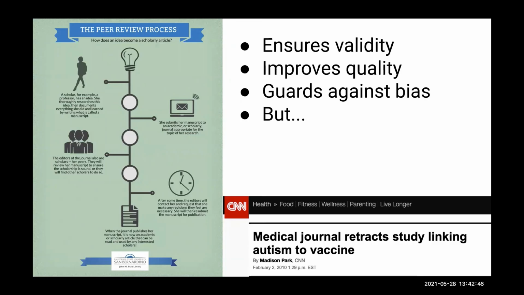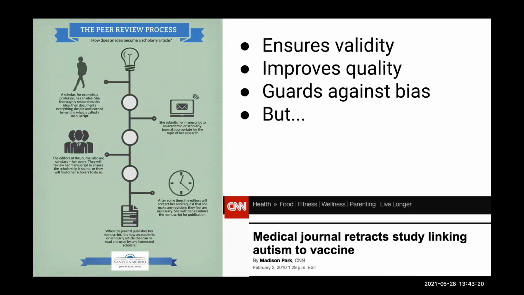So peer review does a lot of good things. However, if we look down here at the bottom, peer review isn't perfect. So you may have heard of this. In 2010, the medical journal, which is a very prestigious journal called The Lancet, retracted a study they had published that linked vaccines to autism. And you might have heard of this. Again, a lot of people sort of latch on to this idea, and you commonly hear this sort of link spoken about in the anti-vaccination movement.